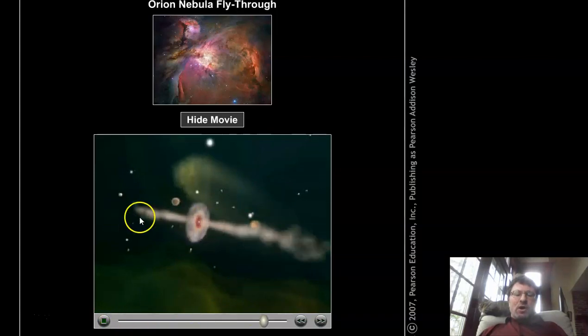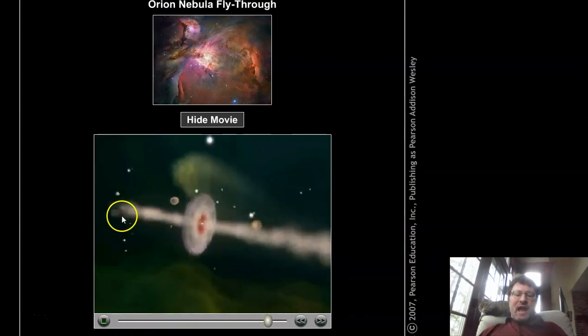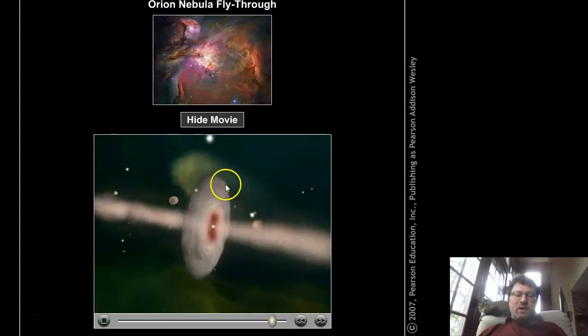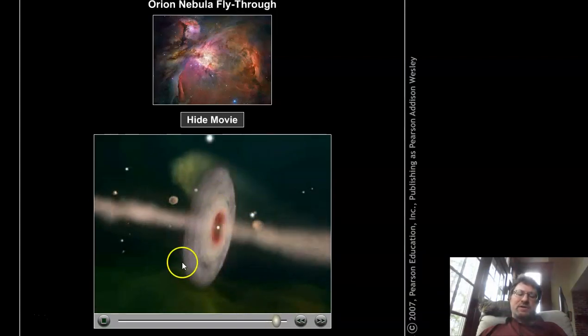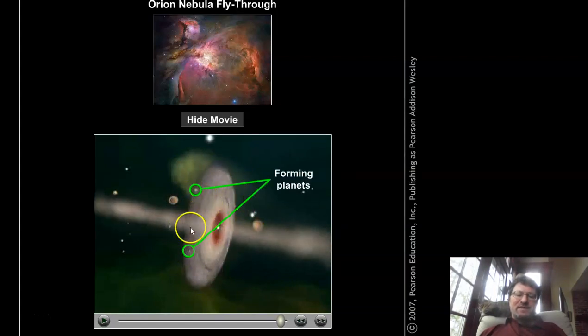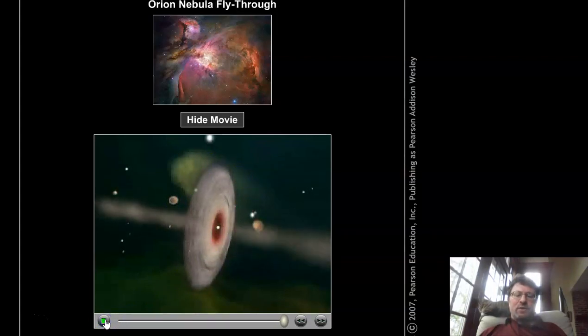The jets are lined up with the rotation axis of this newly forming star. And as we were discussing with proplyds, newly forming stars often have these disks around them. Within those disks, you can have planets that then start to form.